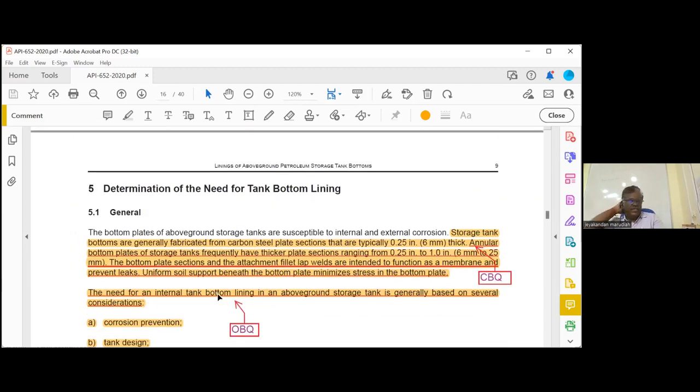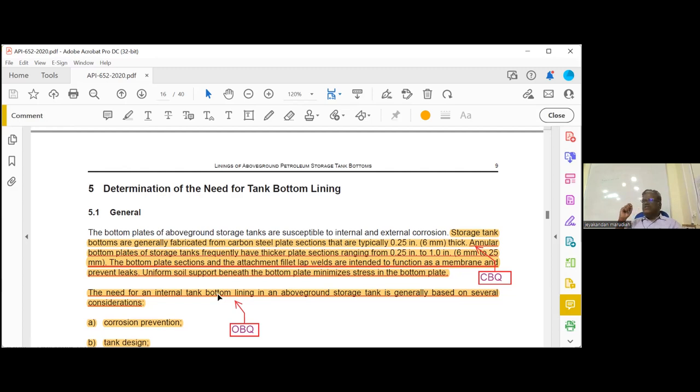Then determination of need for tank bottom lining. You remember 653, chapter 4? We calculated the shell using the 1 foot formula. For the bottom, we used a formula for MRT. What is MRT? Minimum remaining thickness at the next inspection interval. What 653 says is that MRT should be at least 0.1 inch.